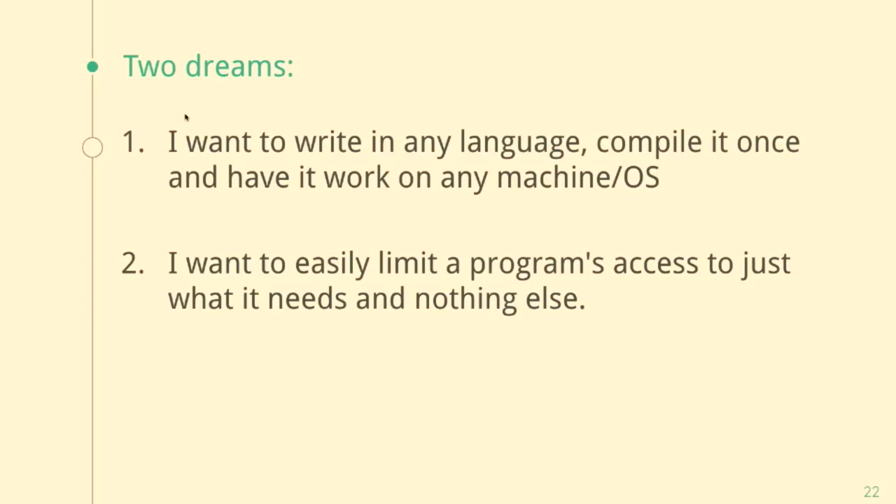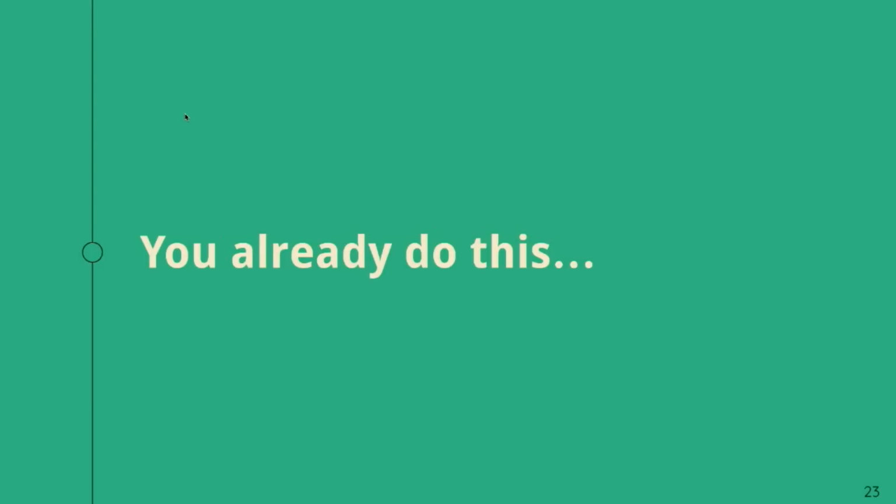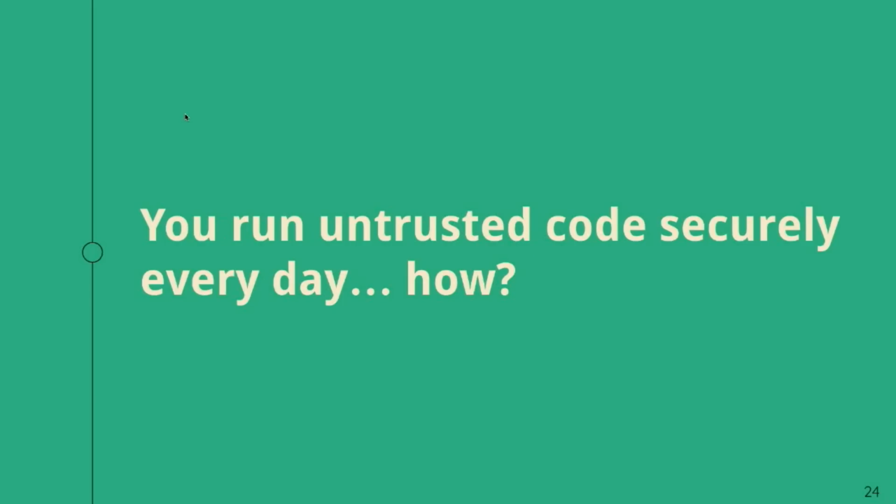Very fine-grained permissions: yes, you can write files, but only to this folder. Or yes, you can connect to the internet, but only this particular port or this particular address. So we kind of already have this a little bit. You already run untrusted code in a reasonably secure way every day. And I'm not talking about people here who are very security conscious and run everything in a virtual machine. You all run untrusted code securely every day. How do you do that?